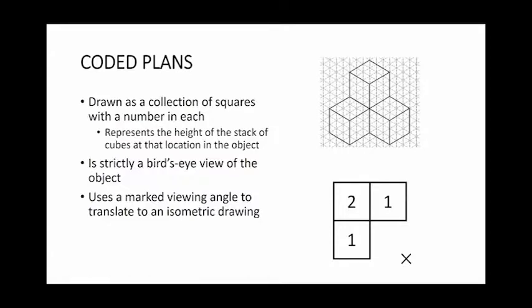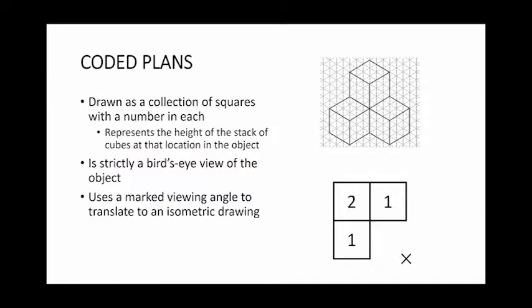Coded plans are an illustration that we can use to translate to and from isometric drawings. What they are is an arrangement of squares with numbers corresponding to each square. The number that corresponds to each square represents the height of a stack of cubes beneath that square. In fact, a coded plan is a bird's eye view, a top-down view of an isometric drawing. So that height will inform how you draw your isometric drawing when you go from a coded plan to an isometric drawing.